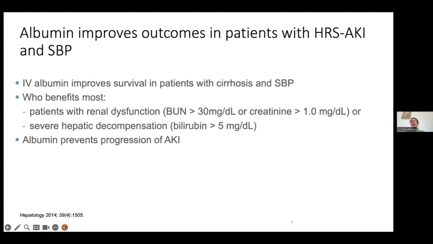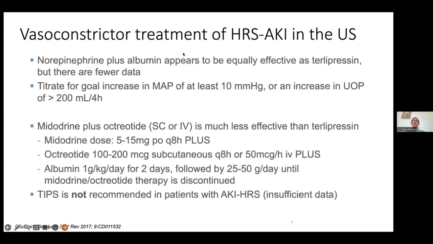And giving albumin does improve the outcome, though, in both HRS-AKI and SBP. And the patients in SBP that benefit most from albumin are those that have underlying renal dysfunction and those that have severe hepatic decompensation. Albumin also prevents progression of AKI. Vasoconstrictor treatment: norepinephrine plus albumin is what we have in the US, and it's equally effective as terlipressin, which we do not have in the US, but which they use in Europe. And there's more data, just more studies about terlipressin.